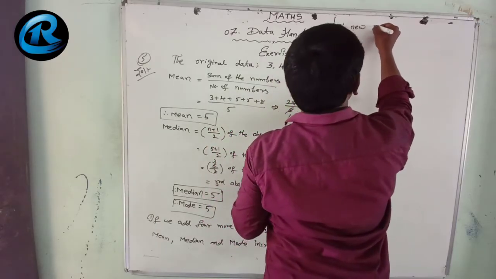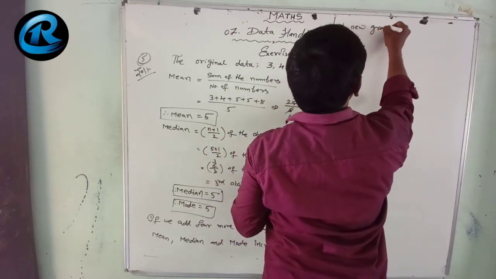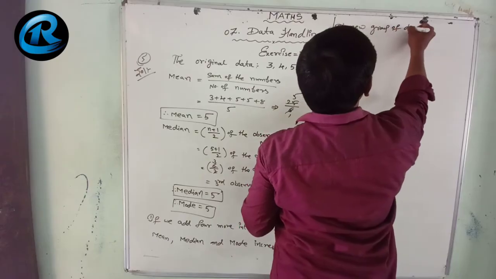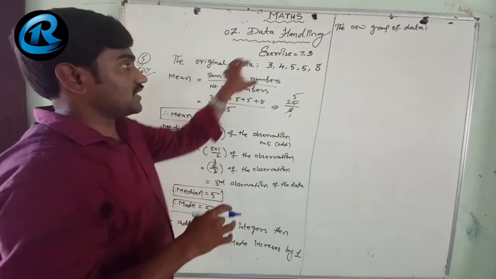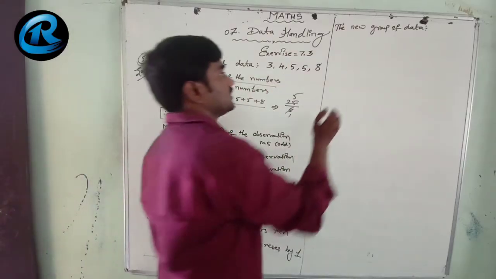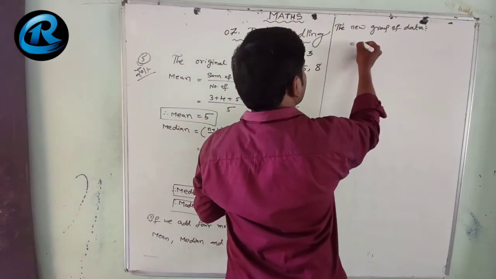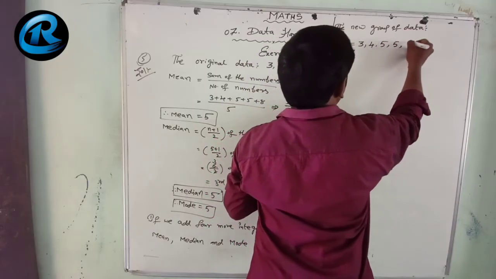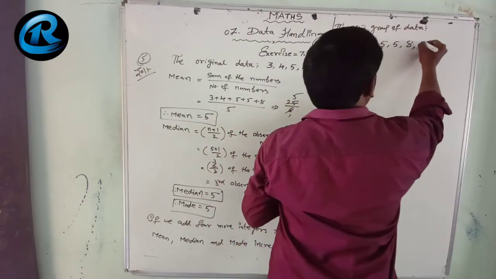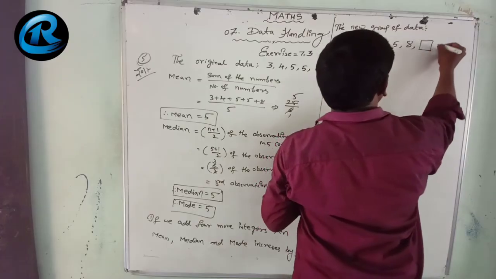Let us now write the new group of data, after we add 4 numbers. So here, 3 comma 4 comma 5 comma 5 comma 8. Here we have to add 4 numbers.